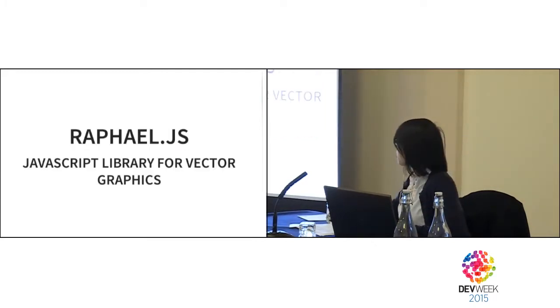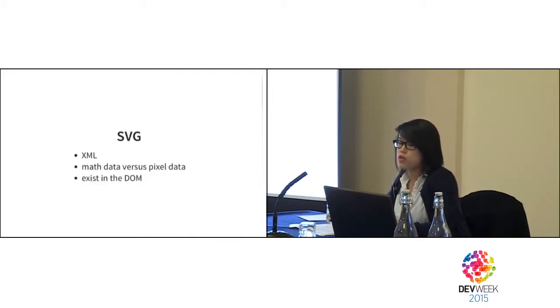Next framework that I'm going to talk about is Raphael.js, and it's described as a JavaScript library for vector graphics. So Raphael.js creates SVG elements. So SVG is an XML. How many people know what SVG is? Okay, so I'll speed through.